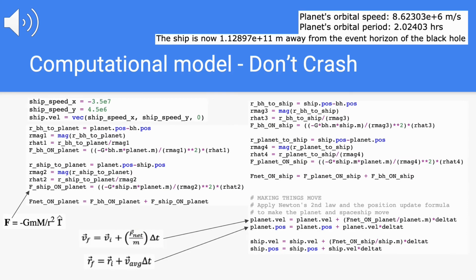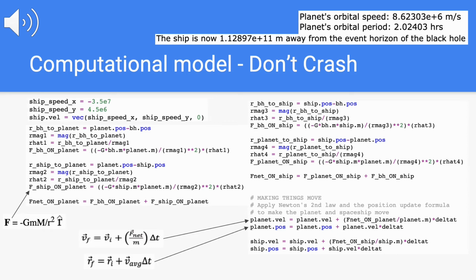The second part of the lab focuses on mapping the motion of a spaceship that goes as close as possible to the black hole without actually crashing into it. For this part, I used trial and error and basically played around with the x and y components of the spaceship's initial velocity.